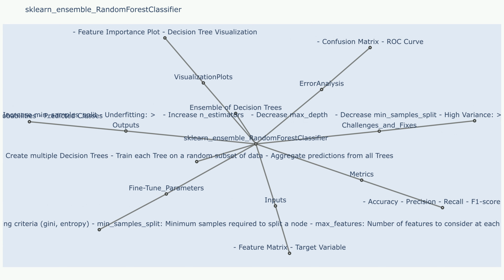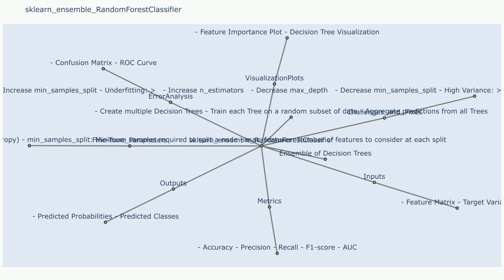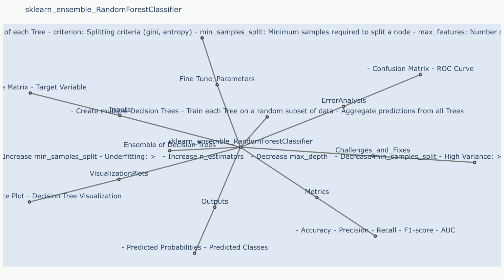Steps. 1. Bootstrap aggregating, or bagging. The random forest classifier uses bootstrap aggregating, which involves creating multiple subsets of the training data by sampling with replacement. Each subset is called a bootstrap sample. 2. Decision tree construction. For each bootstrap sample, a decision tree is constructed.